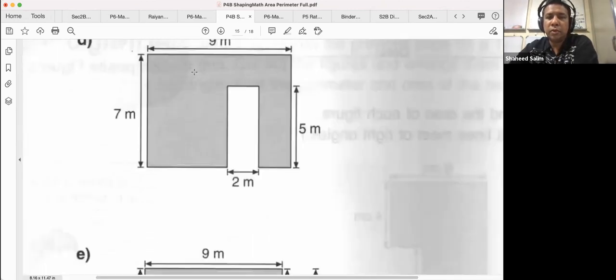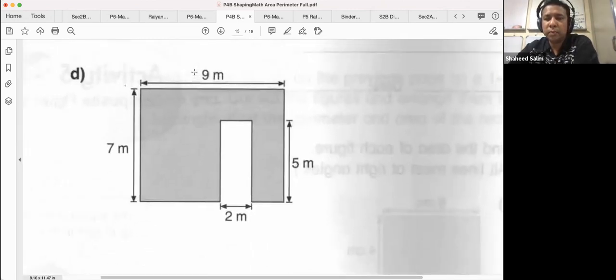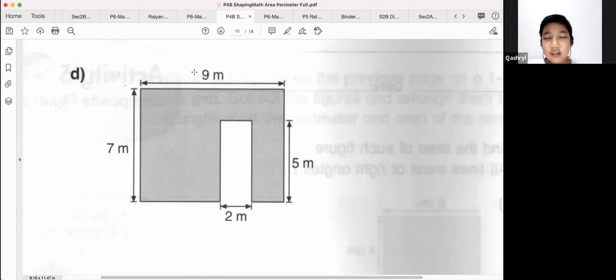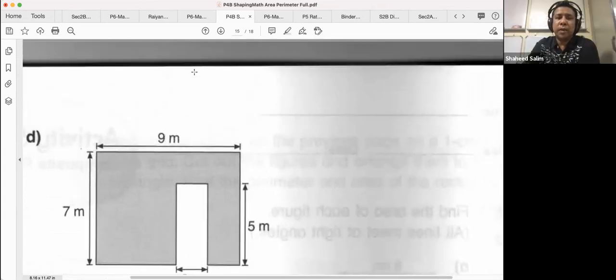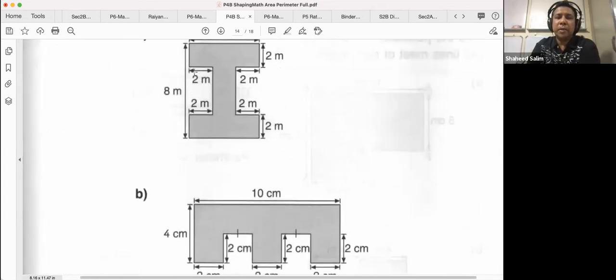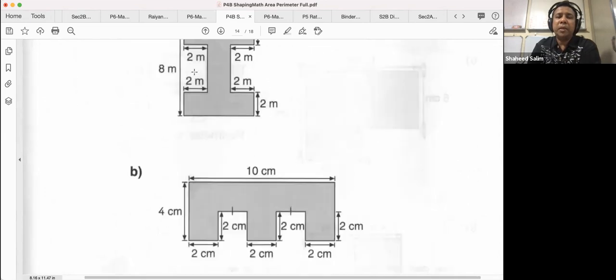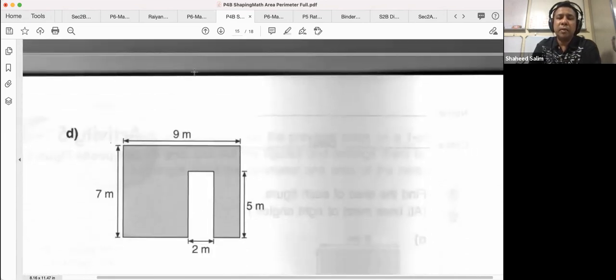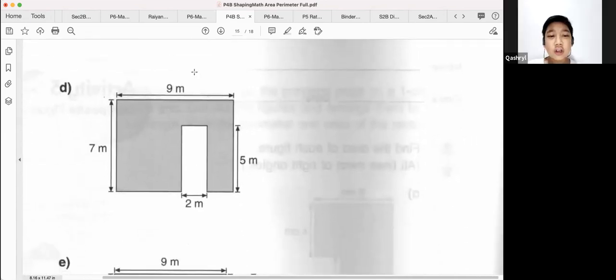Can you try D? This one you need to find perimeter. You're supposed to find area and perimeter. Perimeter, yeah. You need to add all on the outside.